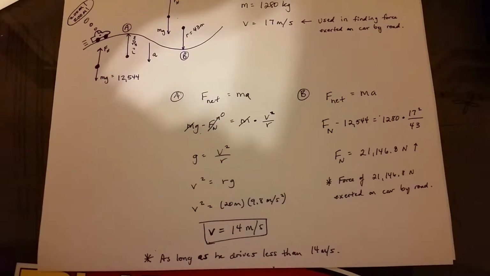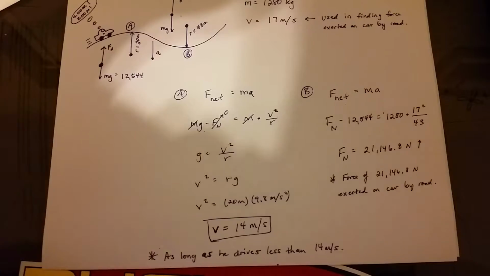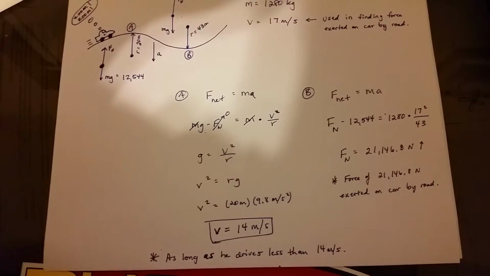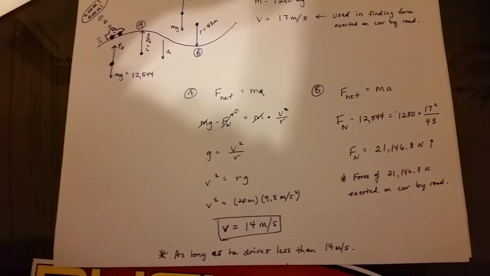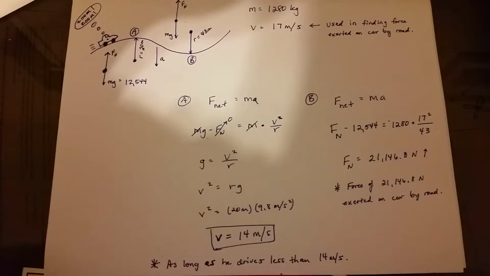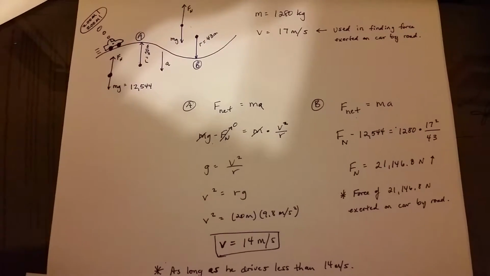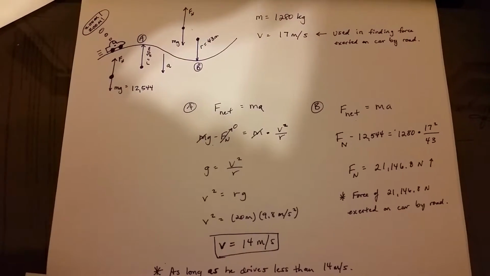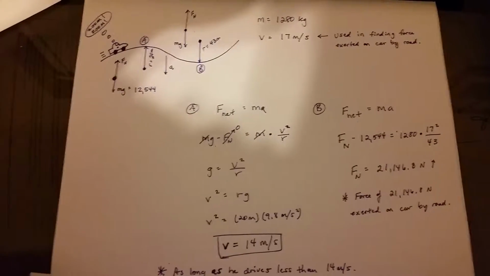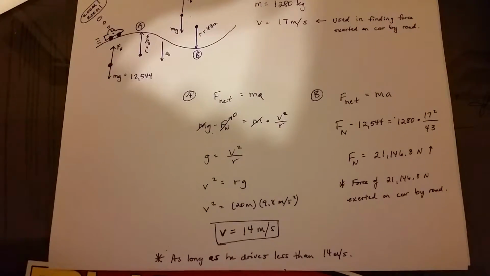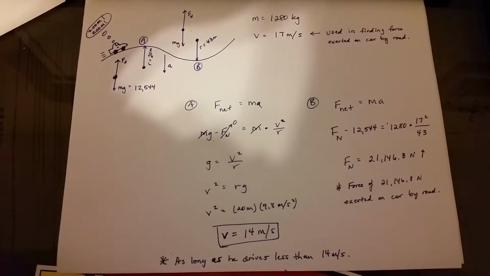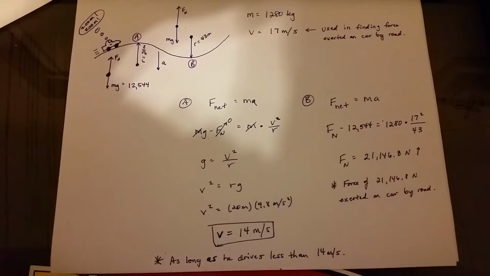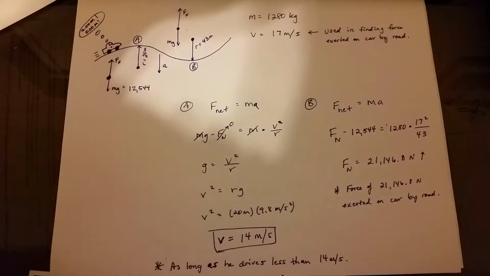So what we're going to do here is F net equals ma. Since the normal force is the contact force, and since we're trying to figure out how fast he can go without getting airborne, we're going to find the velocity he has to go to get airborne. Therefore, as long as he goes less than that, he won't get airborne. So we're going to assume that he's getting airborne, which means the normal force is 0 because he's not touching the surface of the road.